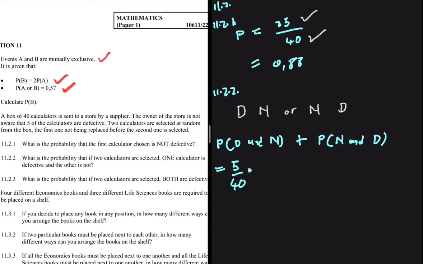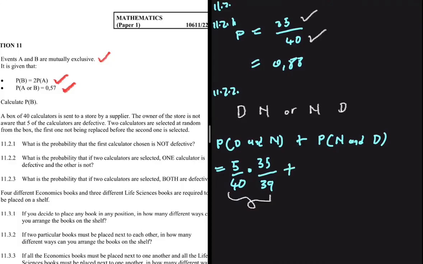Multiply by, now you're picking the second calculator. You're not putting the calculator back, you're picking the second one. So now you're left with 39 calculators. How many calculators do you have now that are not defective? You still have 35 calculators that are not defective. So this is one way our scenario can occur.